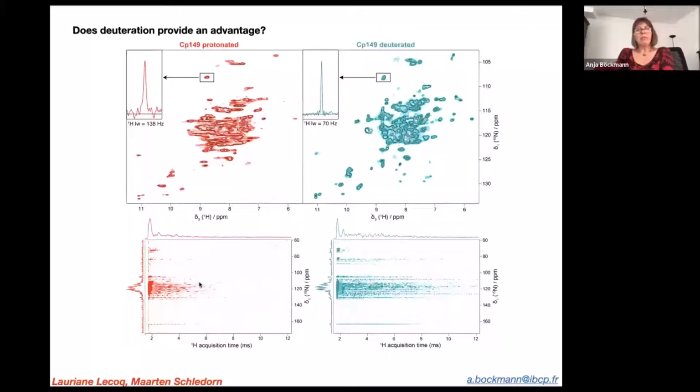Does deuteration still provide an advantage? There's a lot of discussion, and people sometimes say that at 100 kilohertz you don't need to be deuterated anymore. It's true, you can work on fully protonated proteins, so this is a 150 amino acid protein, and you get a decent resolution here, but you still get a better resolution when you deuterate. You can see that here for this isolated peak, and I found that impressive also to see on the FID, that you really have a signal which lasts quite some time longer.